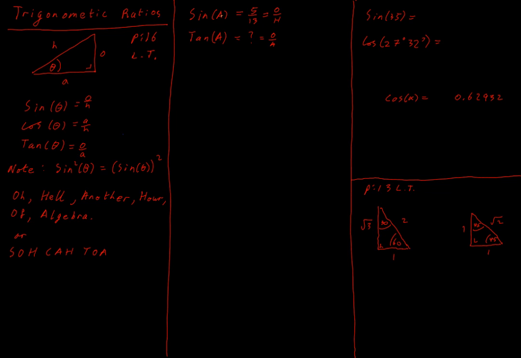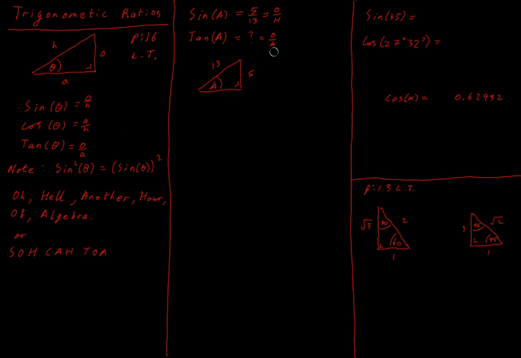So I can draw a right angle triangle with an angle A and a right angle here, because I can only use sine, cos, and tan with right angles. And I know that the opposite is 5 and the hypotenuse is 13. Well, I need the adjacent.